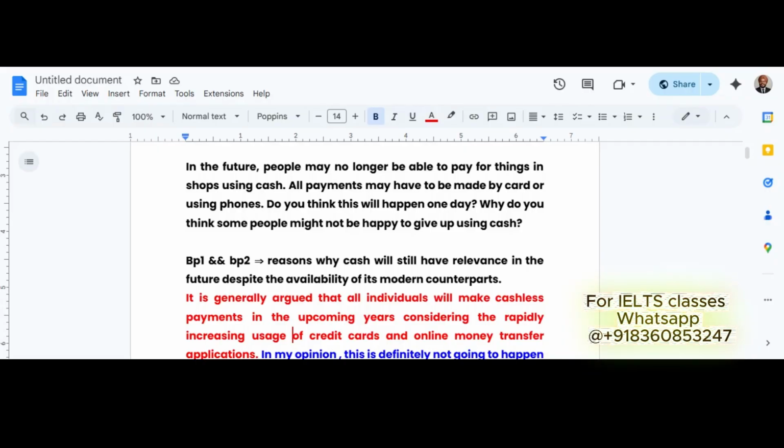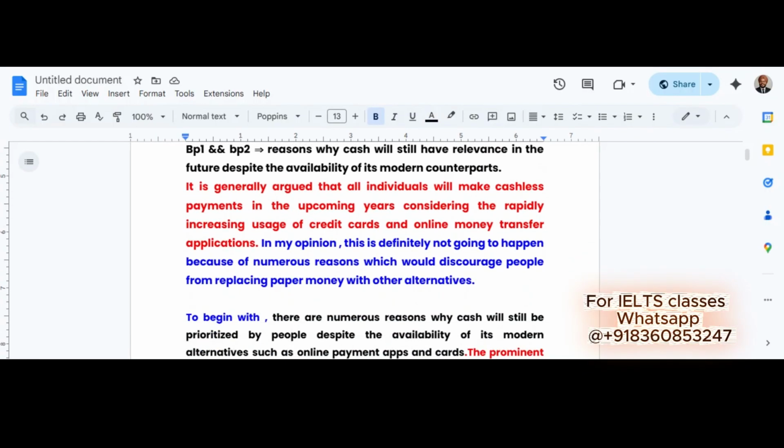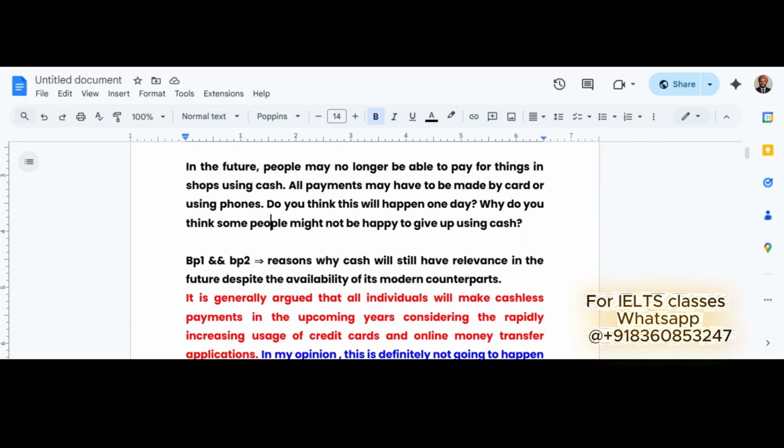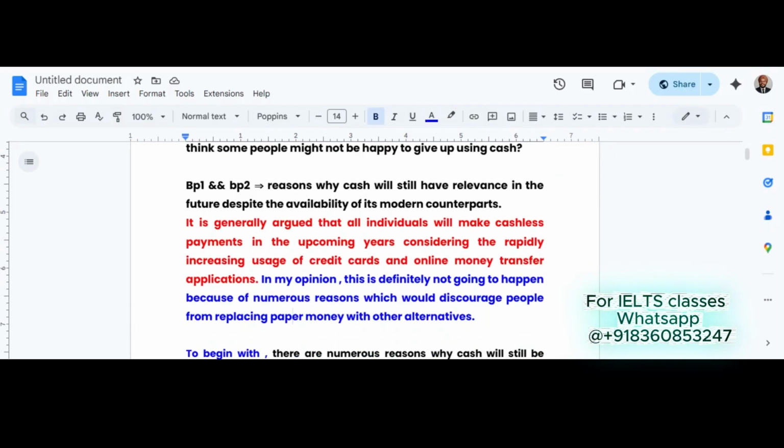So first of all, I'm going to write the introduction for this. First, we will just rephrase the topic. As you can see here, it is generally argued that all individuals will make cashless payments in the upcoming years, considering the rapidly increasing use of credit cards and online money transfer applications. So this is the rephrasing, basically the question only, but in different words. And then we will write the opinion. So there were two questions.